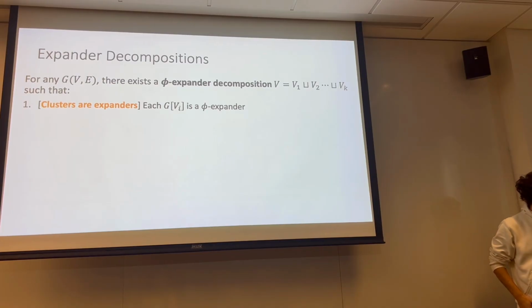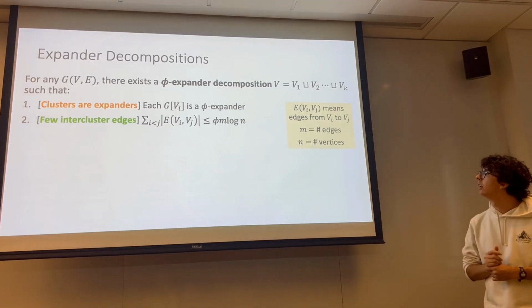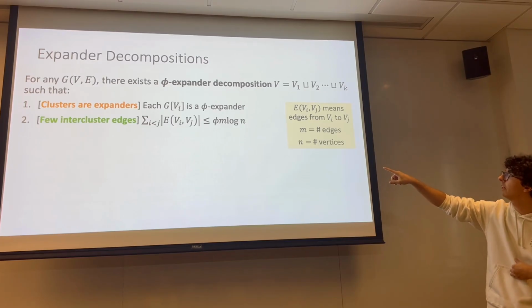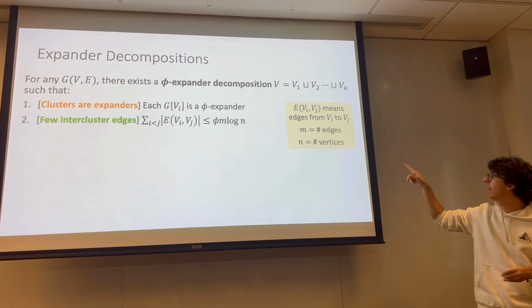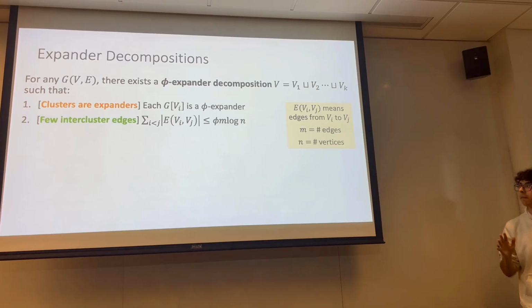Makes sense. And then second, there's some notion in which there are few intercluster edges in the decomposition. I'll say more about the left-hand side of the inequality in a second, but first, the right-hand side: we should think of phi as like 1 over polylog n, and m is the number of edges. So this is like a small fraction of the total number of edges which are crossing.